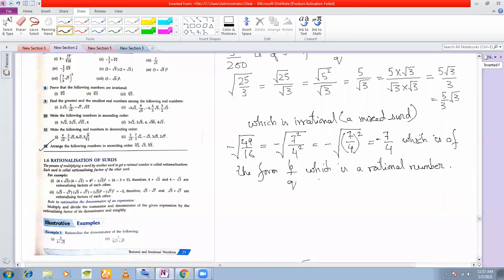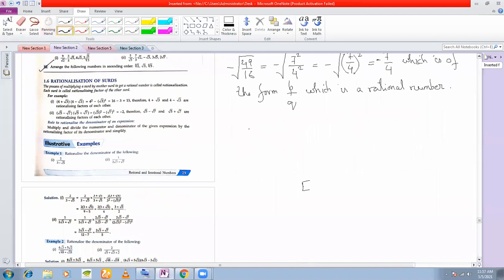So next we come to a very important concept, which is called the rationalization of surds. Very, very important concept. You will require this later on also, and this is actually the main thing that will come in your examinations. Rationalization of surds. Now, what do you mean by rationalization of surds?